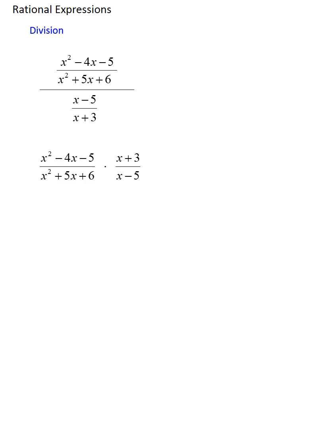Okay, the first thing you do with a division problem, one rational expression divided by another, is you multiply by the reciprocal of the divisor. Let me say that a different way. I changed division into multiplication, and I took the reciprocal of the divisor, or what I was dividing by. Now we don't have an answer this way, but what that does is it converts a division problem into a multiplication problem.